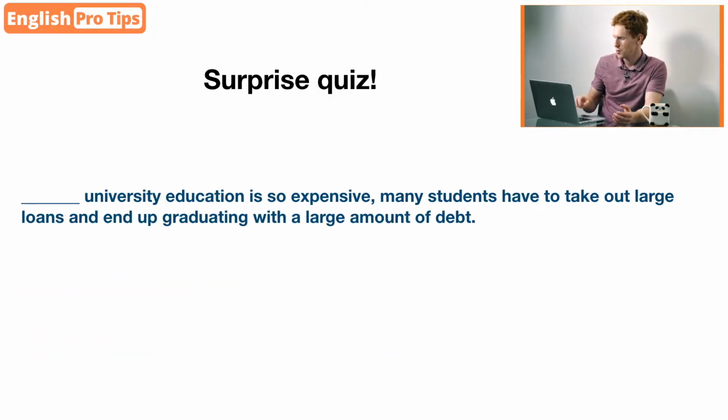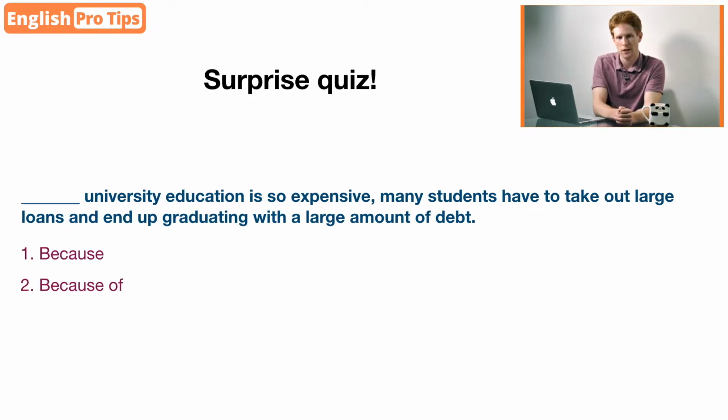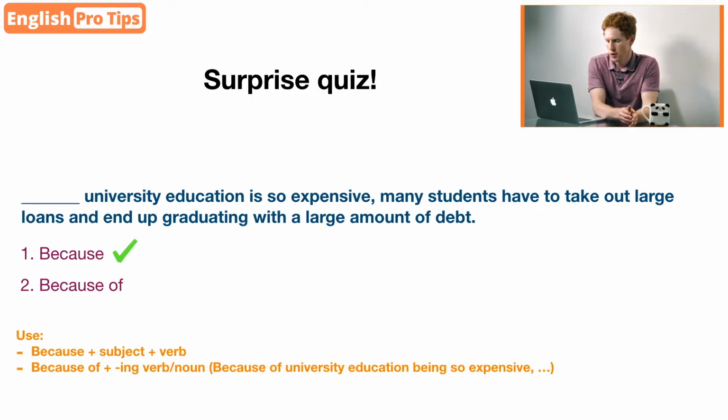Okay, two more to go. Something, university education is so expensive, many students have to take out large loans and end up graduating with a large amount of debt. Number one, because. Number two, because of. What's the correct answer? The correct answer is because. So we use because plus a subject, a verb, and because of plus an ing verb or a noun. So if we want to use because of, we would say because of university education being so expensive.